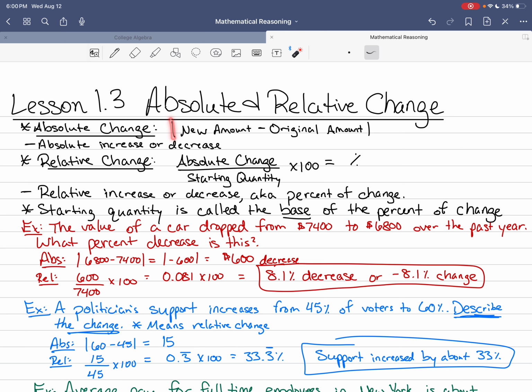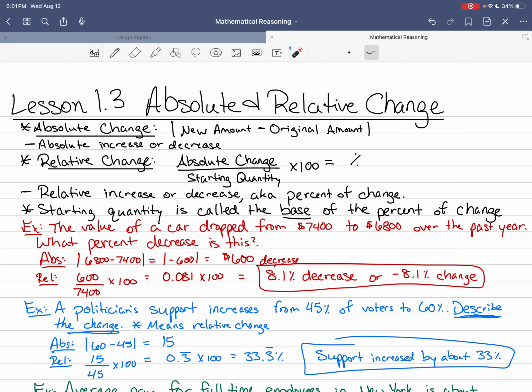Remember, these bars are called absolute value bars, and what that means is that once you get what's inside down to a single number, you make that number positive. If it's positive, it stays positive. If it's negative, it becomes positive, because absolute value is the distance for how far that number is from 0, and we can't have a negative distance. Like, I can't go negative 2 feet. I would say I went 2 feet backwards. So that's why absolute change is going to be an absolute increase or an absolute decrease.